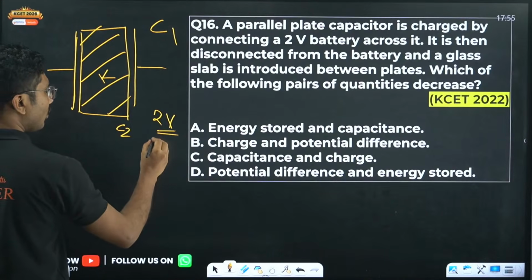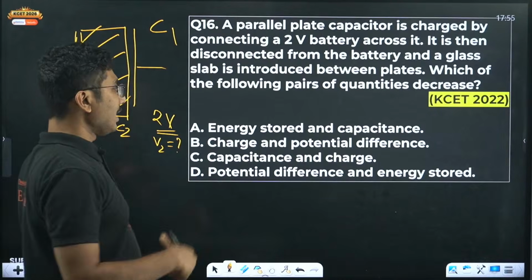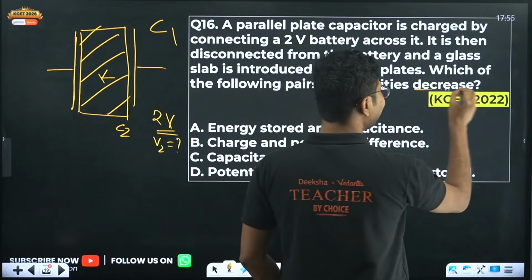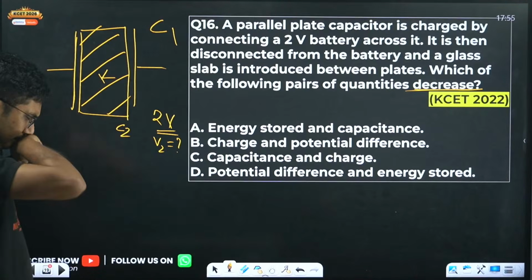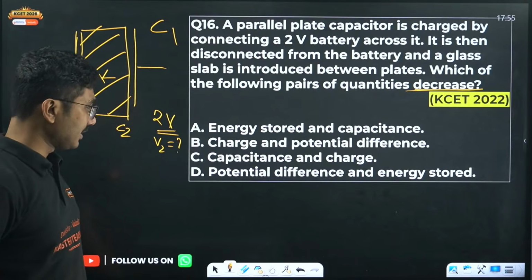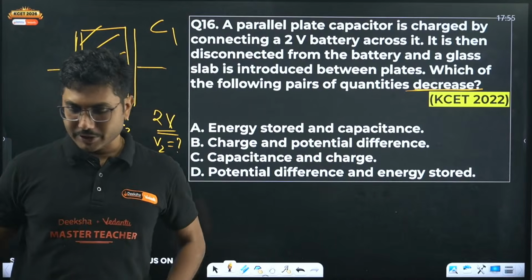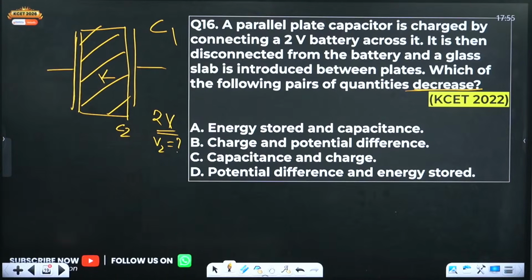V1 is 2 volt. What is V2? And what are all the quantities that change? Energy stored. Now they ask which quantity decreases. Some of them will increase, some will decrease: energy stored, capacitance, charge, potential difference. Which of the quantities will decrease? Answer this question quickly. Let me have some water in between.